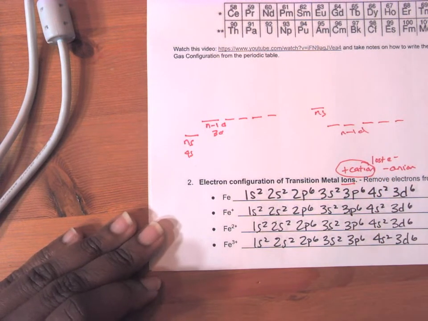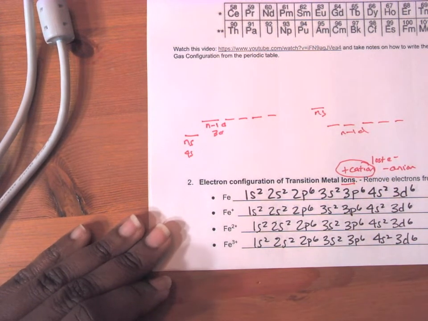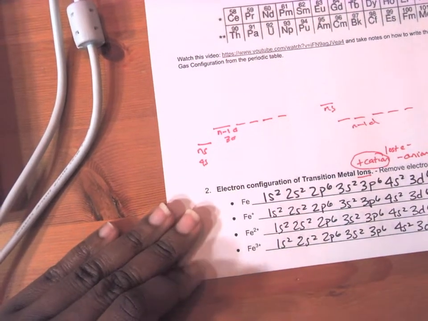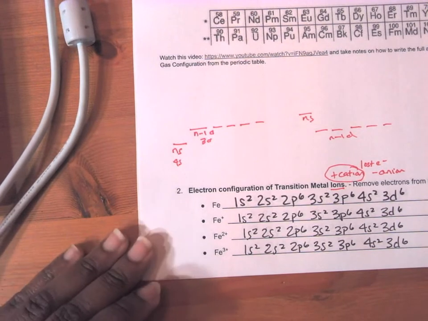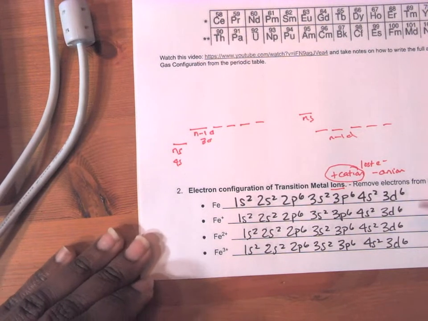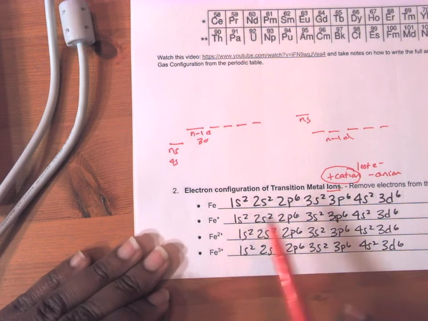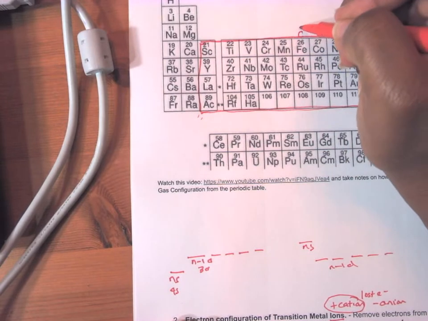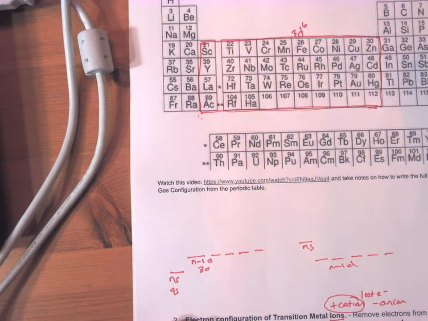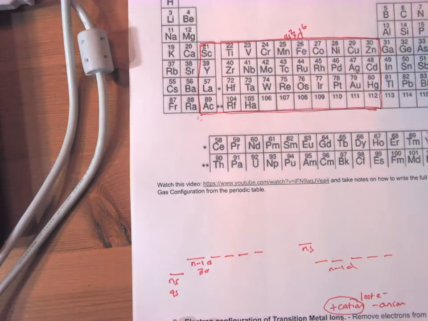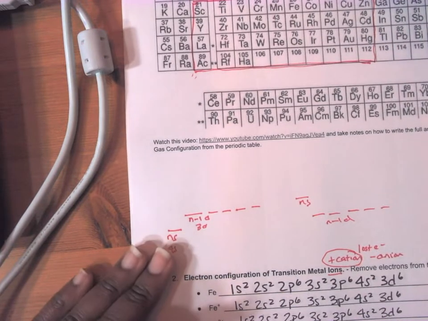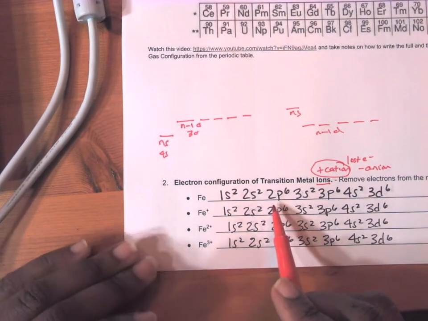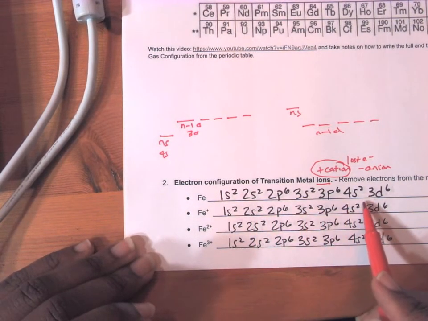So, because of that, what we do for transition metals, the best way to write the electron configurations of their cations is to first write the electron configuration of the neutral metal. So in the case of iron, which is here, it's the d6, right? So that'll be 3d6, 4s2, 3d6 is how it ends. So this is what its neutral electron configuration is: 1s2, 2s2, 2p6, 3s2, 3p6, 4s2, 3d6.